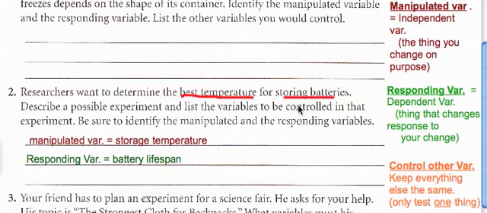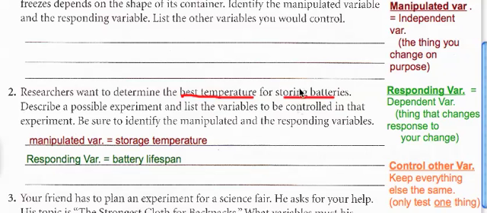The final thing that we need to look at here is what do we need to control or keep the same during the experiment. So what are our other variables to control? Okay, so we look at it, well, batteries, what about batteries should we keep the same for all tests to make it a fair test?